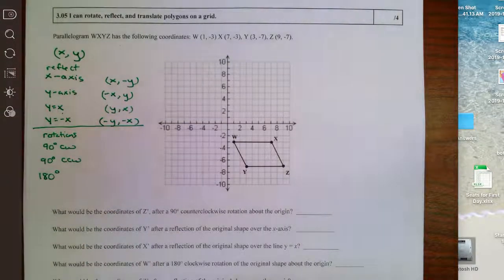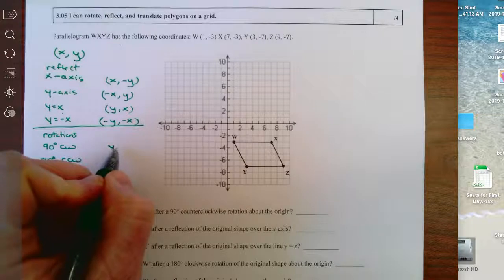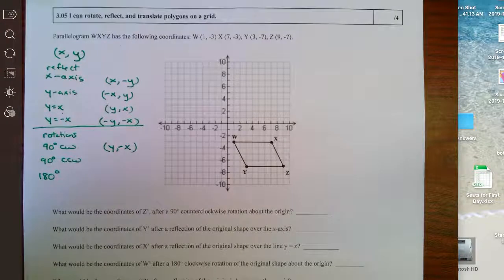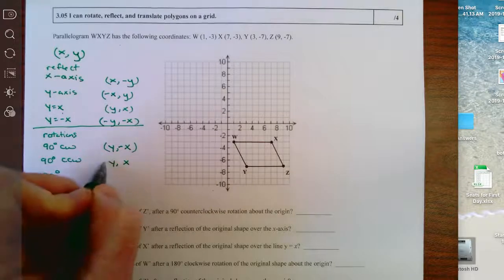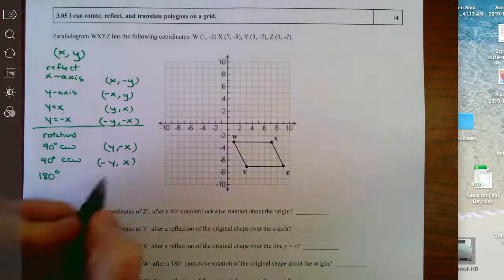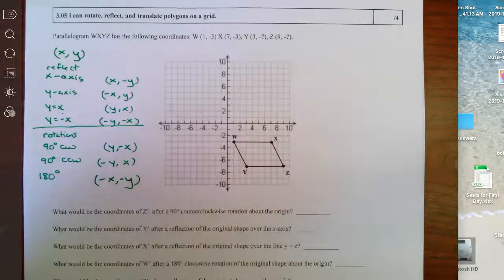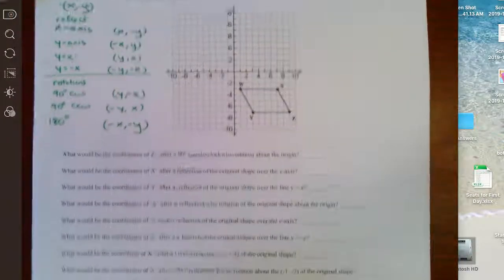Okay. Now with rotations, if we rotate 90 degrees clockwise, we're going to switch places, and the x value is going to change signs. 90 degrees counterclockwise, again, we're going to switch places, but this time the y value is going to change signs. If we rotate 180 degrees, the only thing that happens is the x's and y's swap signs. All right, once you know that, we really can go ahead and work through these.